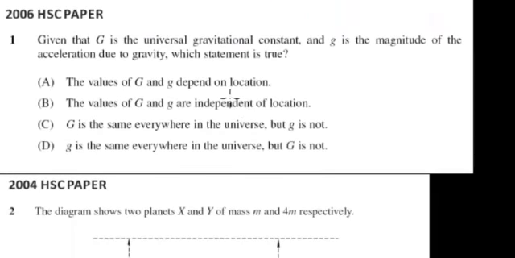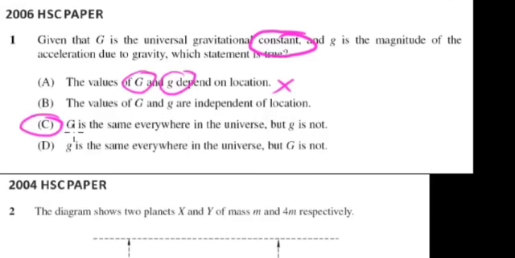2006 question 1. Given that G is the universal gravitational constant and g is the magnitude of acceleration due to gravity, which statement is true? The values of G and g depend on location. No, this never changes, this does. So C would be the correct answer. Big G is the same everywhere in the universe, but small g is not.